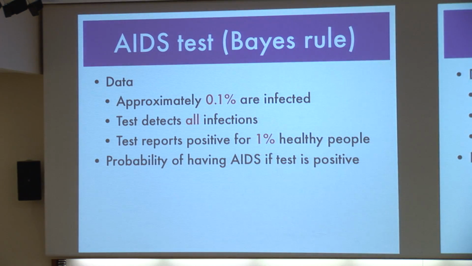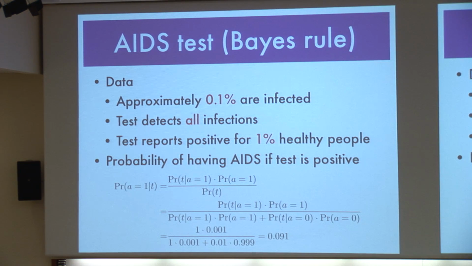Okay, so before I show you the answer, I want to get some estimates from you guys. So let's suppose 0.1% of all people are infected, and I have a test that's very highly reliable, and it detects all the infections. And suppose it actually reports positive for 1% of all healthy people. What's the probability of having AIDS if the test comes back positive? Any numbers? Okay. 9%? Okay. Any other numbers? Who says 90%? 90? Who votes for that? Who votes for 50%? Guys, you're all just looking at the slides.